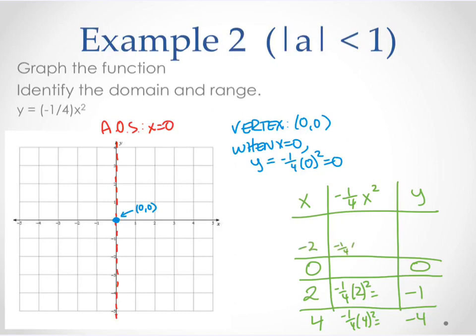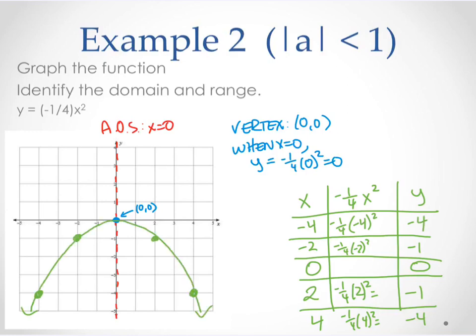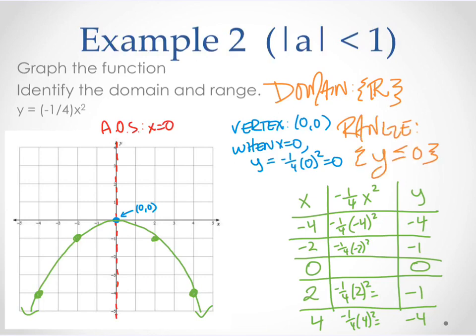Plugging in 4, we get good numbers. Go in the opposite direction on both sides. We can see that it is going to be symmetrical. Plot those points. Graph the U-shape. Last thing we need to do is identify the domain and range. The domain of this function is all real numbers. The range, because the vertex is at 0, 0 and it's concave down, is going to be y is less than or equal to 0.